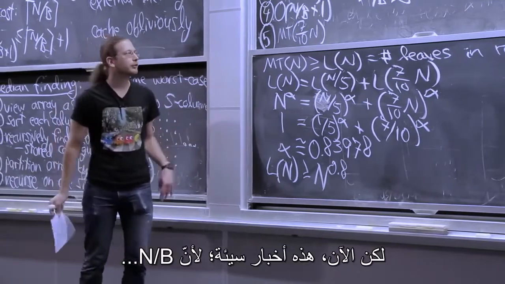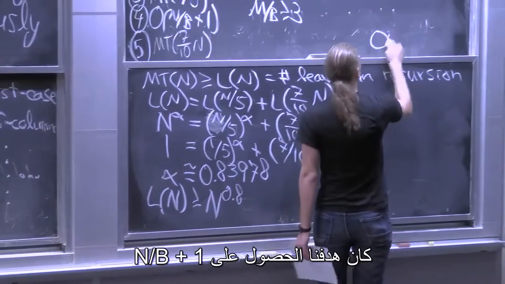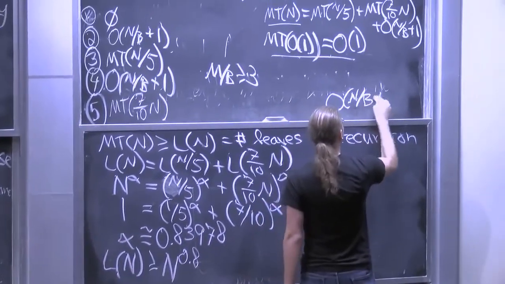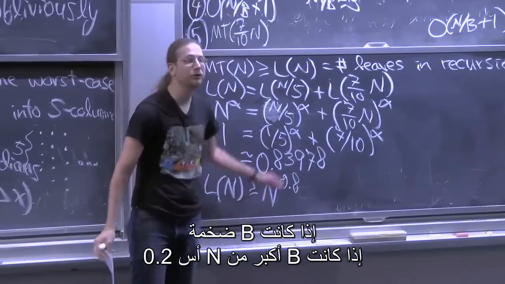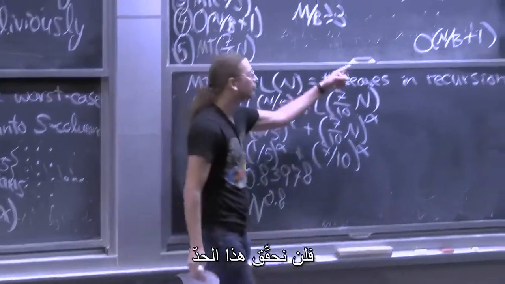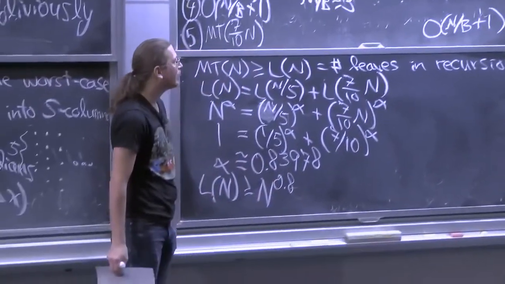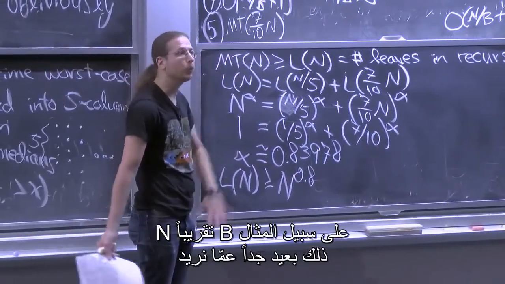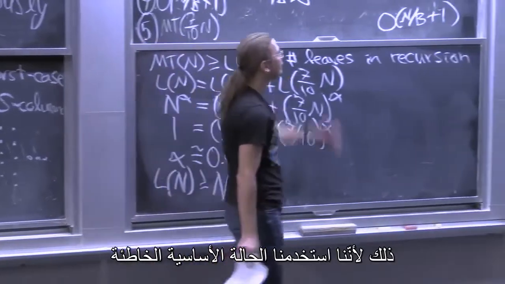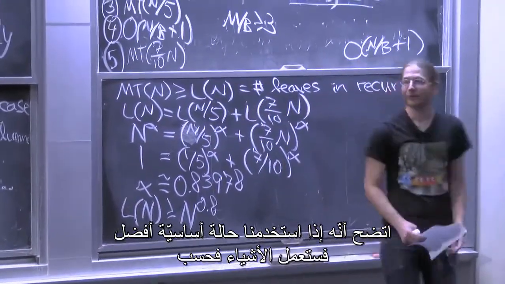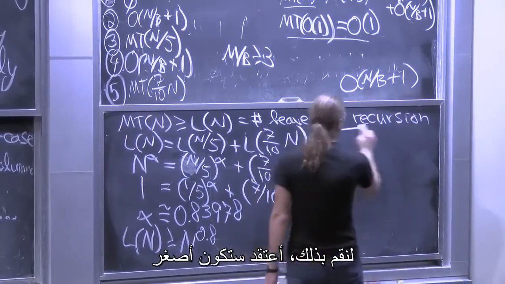But now it's bad news, because n over B, our goal was to get n over B plus 1. If B is huge, if B is bigger than n to the 0.2, then we're not achieving this bound. Right? We always are paying at least n to the 0.8. And for example, B is roughly n. We're way off. But that's just because we used the wrong base case. Turns out if you use a better base case, things just work. So let's do that. I think it's going to be smaller.